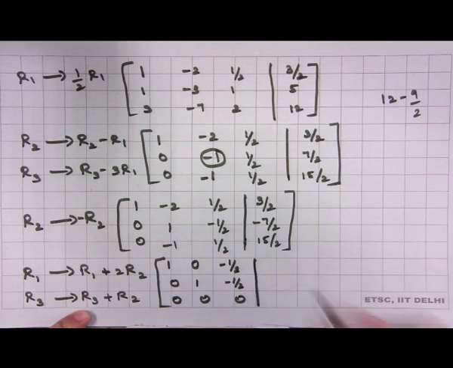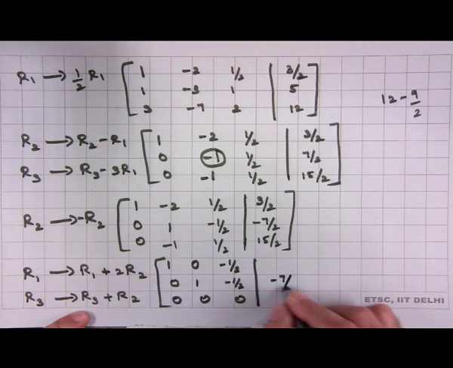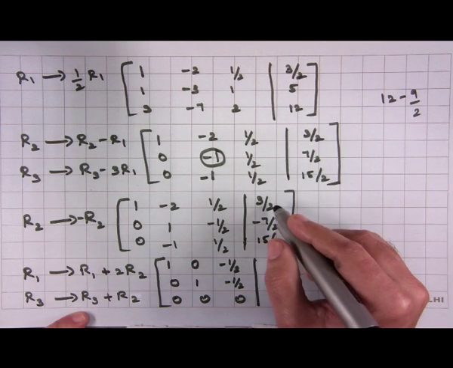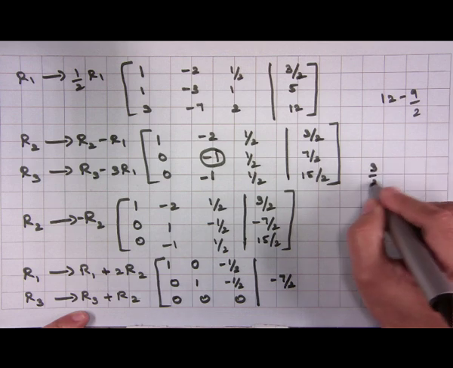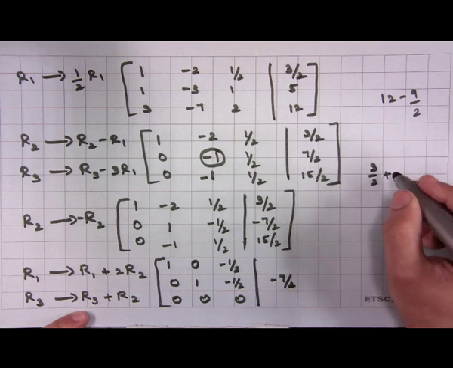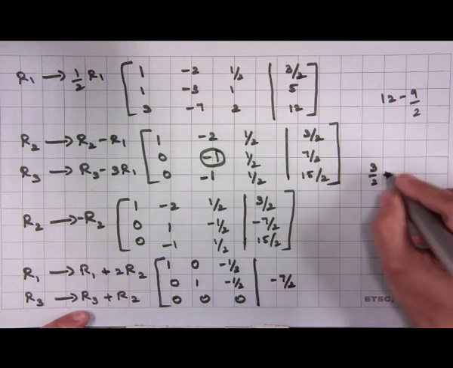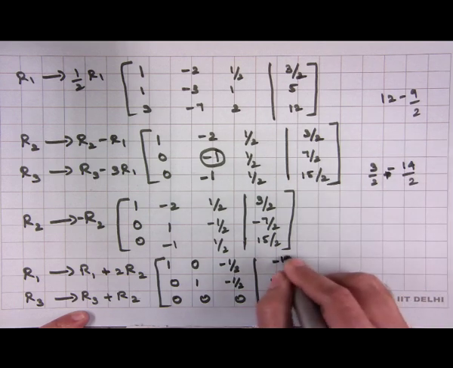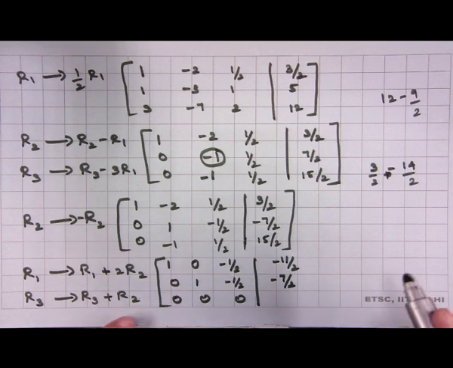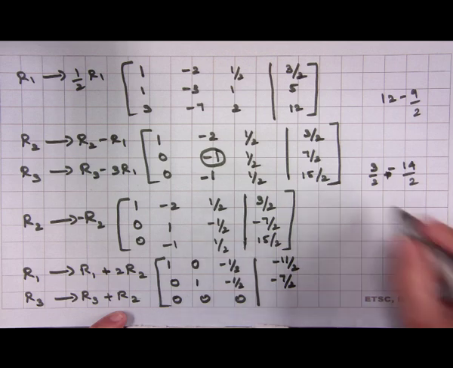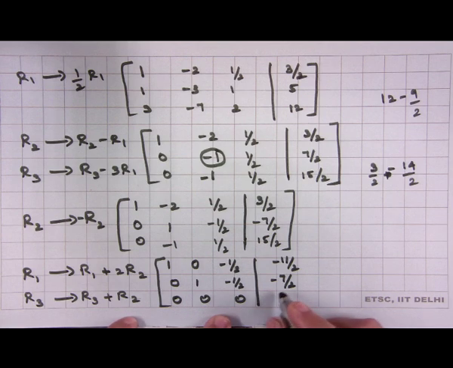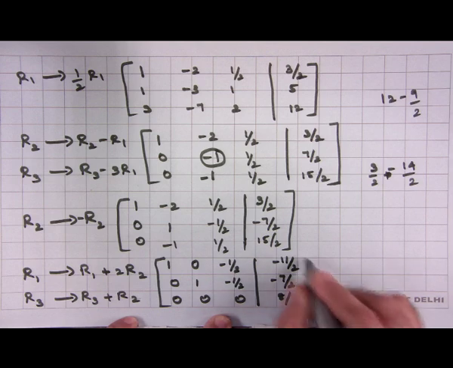Now, here the second one is untouched, 7 by 2 minus 7 by 2. R 1 plus 2 times R 2: R 1 is 3 by 2 plus 2 times R 2. So, 2 times of that is minus of 14 by 2. So, what you will have is minus 11 by 2, and similarly R 3 plus R 2: 15 by 2 minus 7 by 2. So, I will have 8 by 2, which is just 4.